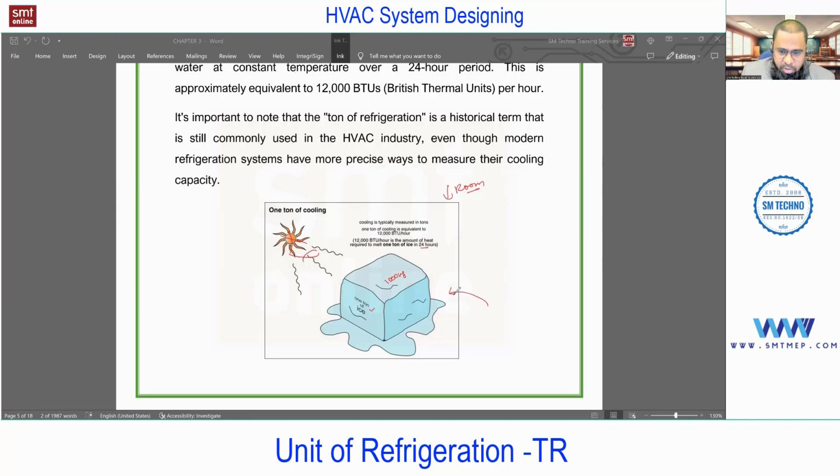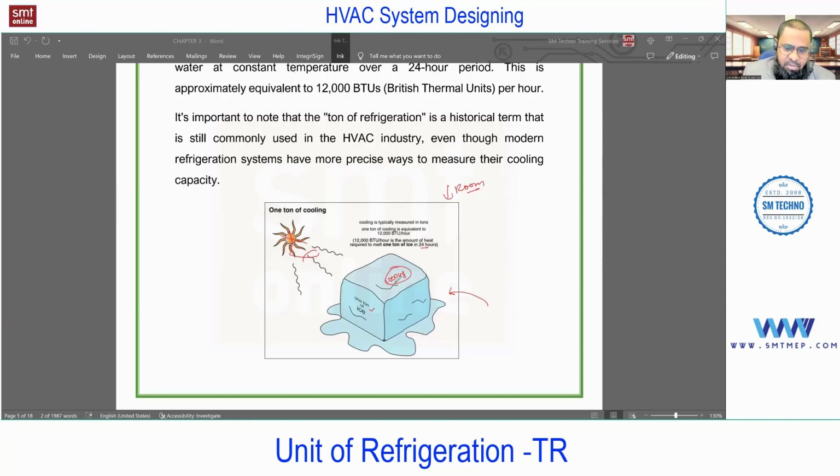So when you enter into the room, what do you think? The room temperature will be the same as before 24 hours, or it will drop? It will drop, right? Because of extraction of heat, because of melting of ice. And when you enter the room, you'll feel the cooling effect. So that cooling effect we can call as 1 ton of refrigeration. Or technically, the cooling effect produced by melting of 1000 kg of ice, say in 24 hours, we are considering time for calculation point of view.